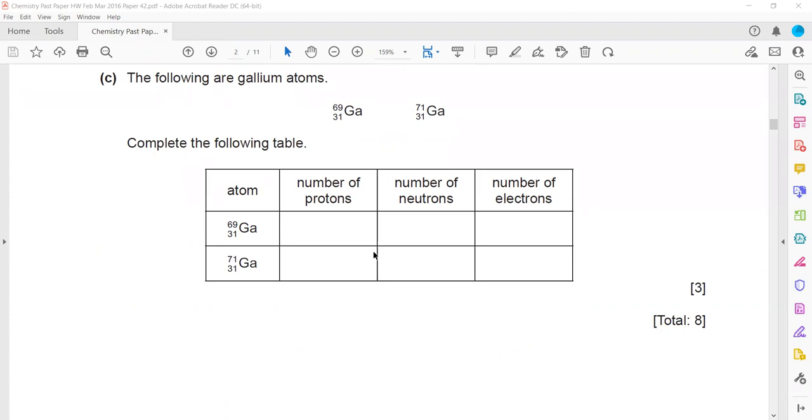Then the following are gallium atoms. Complete the table. How many protons are there in gallium? 31. The bottom number is representing the proton number. Here also 31 protons. How many neutrons are there? To get the number of neutrons, it will be 69 minus 31, that is equal to 38. And 71 minus 31, that is 40. And the number of electrons, because there is no charge on them. If there is no charge, it means they will have an equal number of protons and electrons. So 31 and 31.